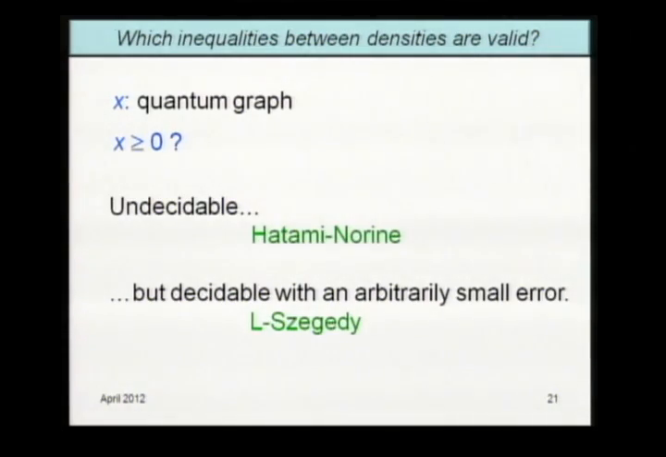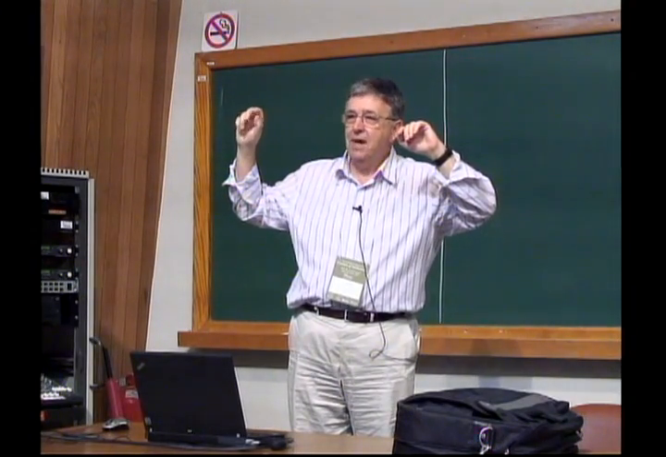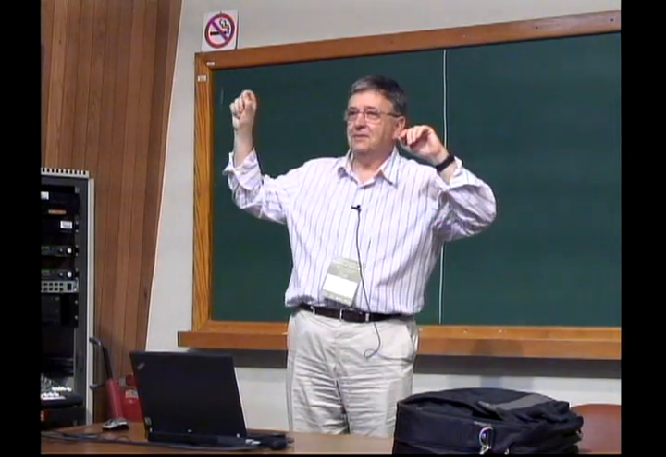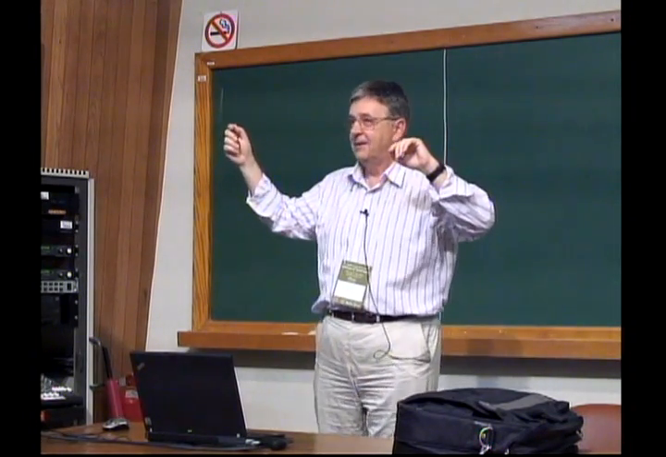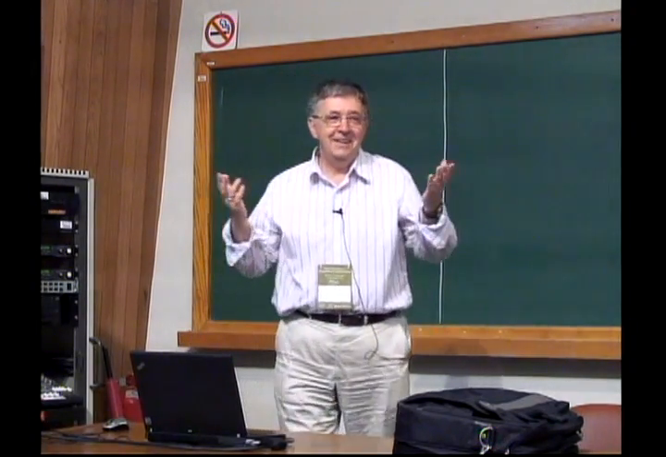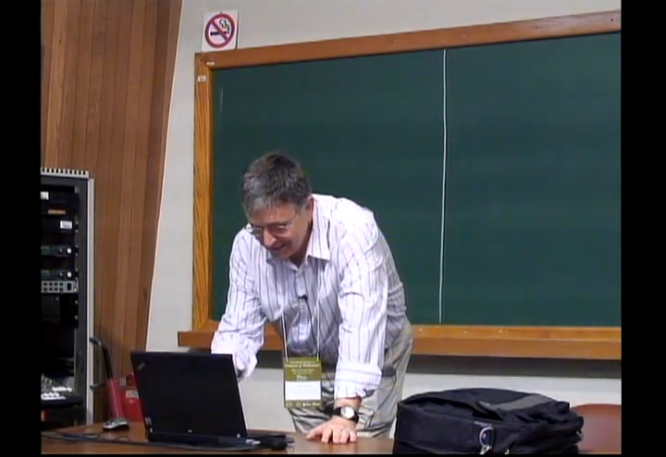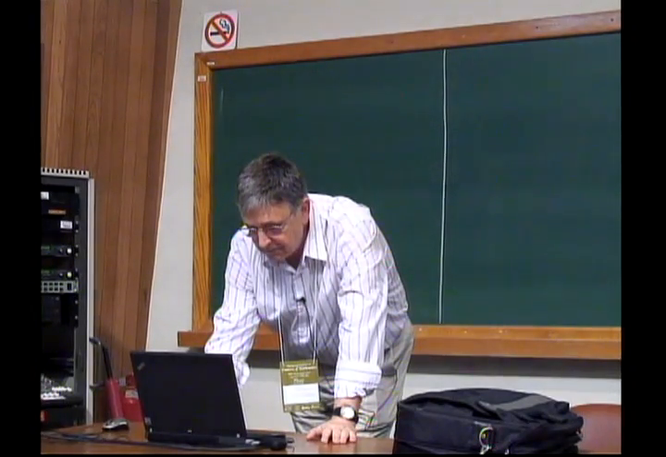A little bit of a positive thing is that it's decidable with an arbitrarily small error. So if you specify, is this linear combination, well, I mean, maybe not always non-negative, but maybe I allow you to get that it should not be really less than minus one in a million, then this is already decidable. Well, I mean, that's a theorem, but it is decidable. Okay, so why is it decidable?